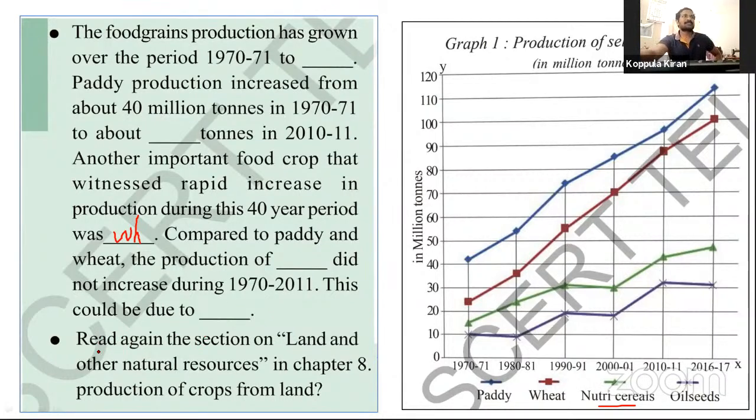And see this, read again the section on land and other natural resources in chapter 8, production of crops from land. Chapter 8, Rampur village economy. We have discussed already. What about the Rampur village land? Land is fixed. It was stable. There is no change. Sorry, it was fixed. There is no change in the land increasing or decreasing.